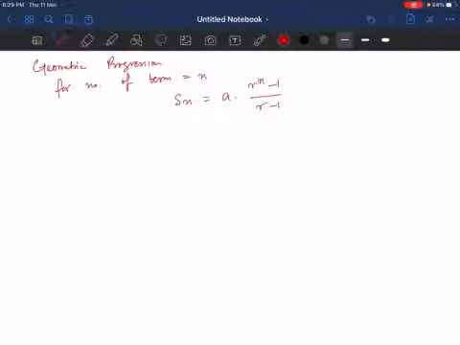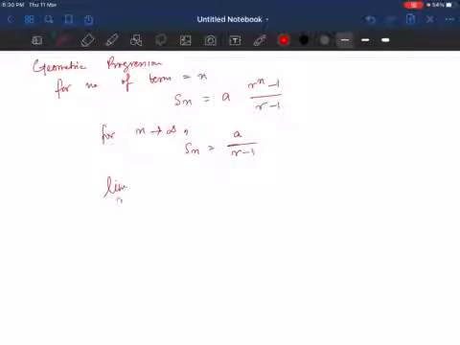Now we have learned another formula for when n tends towards infinity. So for n tending towards infinity, basically n is equal to infinity when we have an infinite number of terms. For this one we have the sum as a divided by r minus 1. This is my sum.